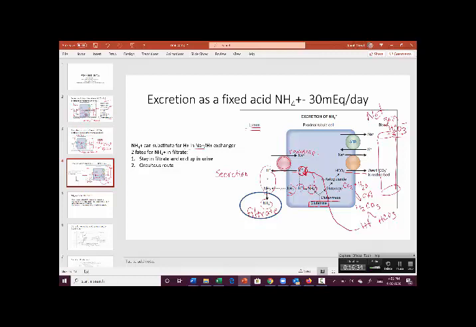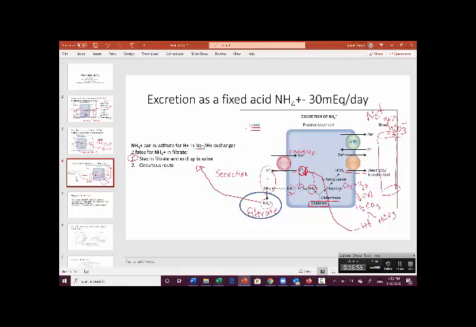Right now, I want us to focus on this ammonium. It has two fates. One easy fate is it just stays in the filtrate and will end up in the urine. It will end up in the toilet. So nothing happens to it. From here on to the toilet is one option.